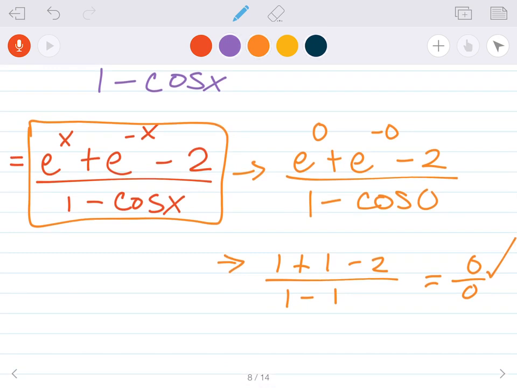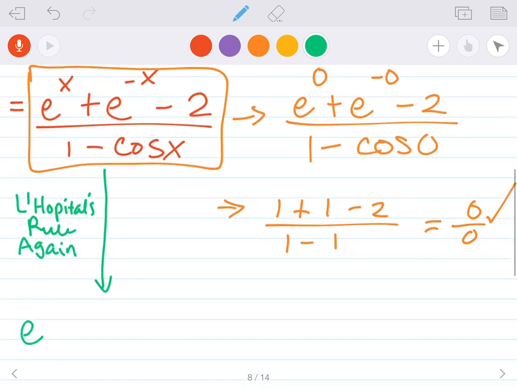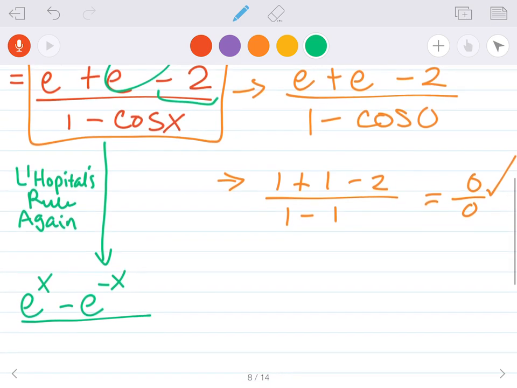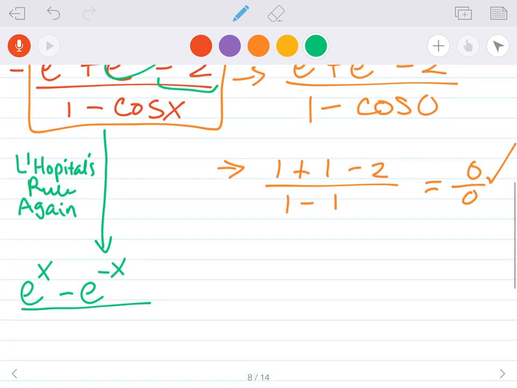So taking the derivative of this thing, using L'Hopital's rule again: e to the x, the derivative of that is just e to the x. The derivative of e to the minus x is minus e to the minus x. The plus and minus makes a minus here. And the derivative of a constant is just 0. On the bottom, the derivative of 1 is 0. The derivative of cosine is minus sine, so the derivative of minus cosine is just regular sine. So that's the derivative of the bottom there.